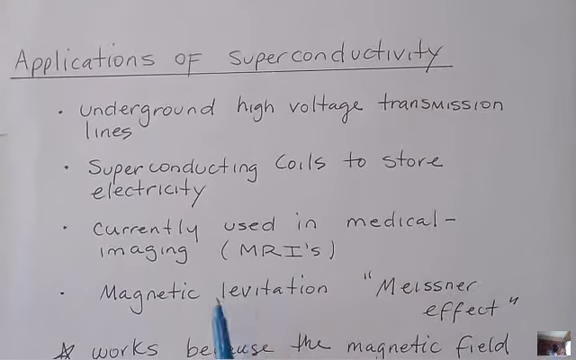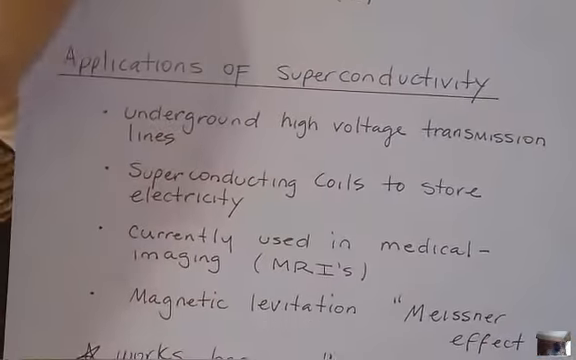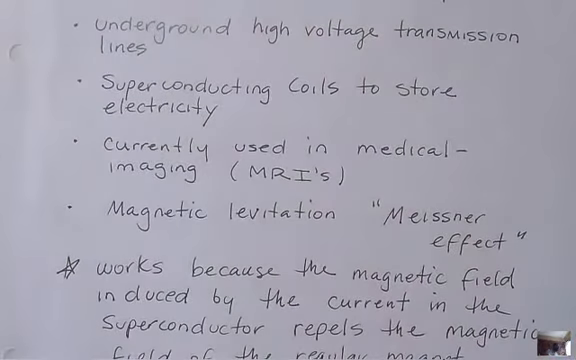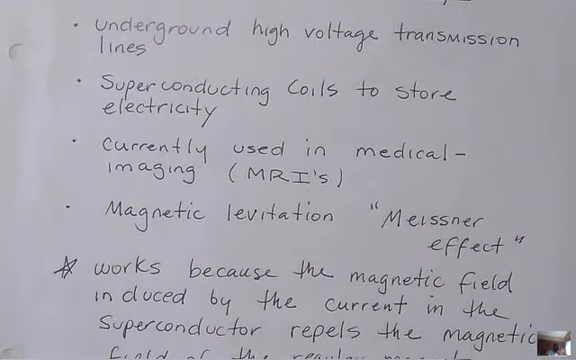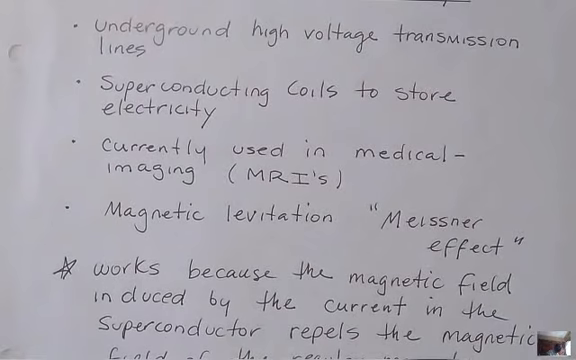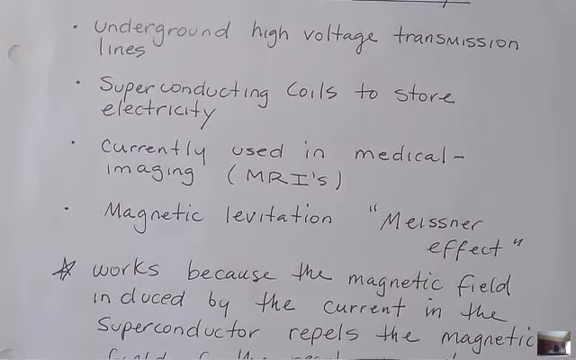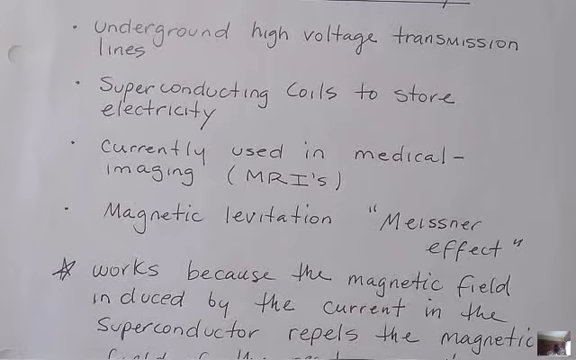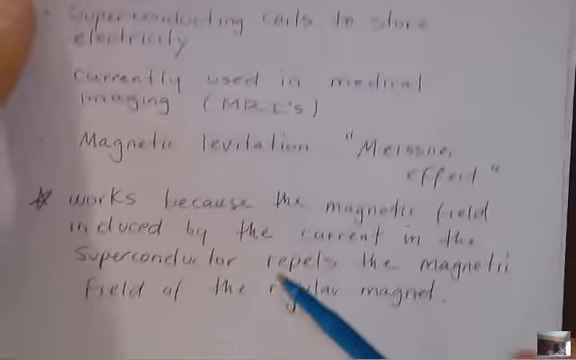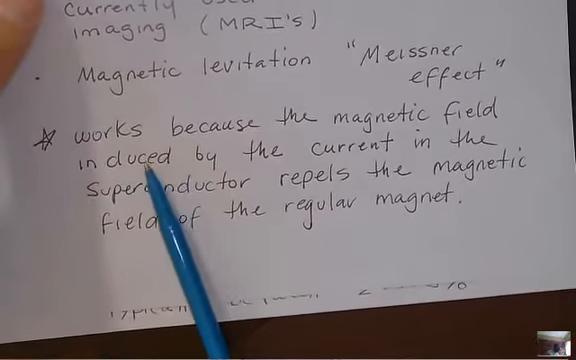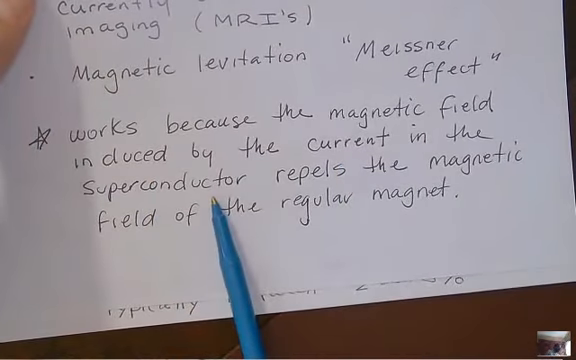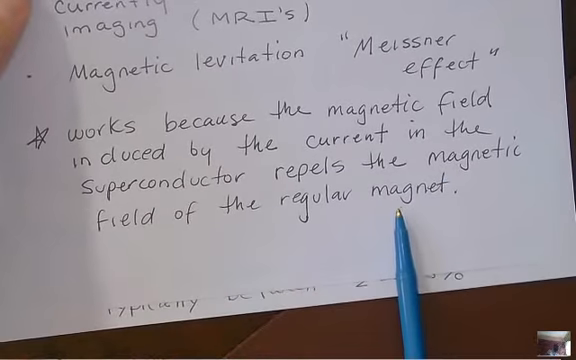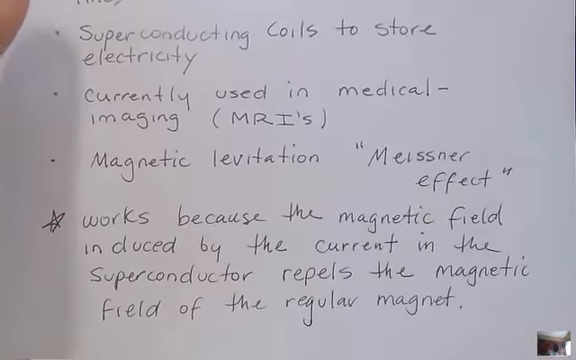Another cool thing is magnetic levitation. It's called the Meissner effect. Okay, really cool is that when a material is superconducting, it creates such a large magnetic field that it can overcome the forces of gravity, and you can lift something off the ground almost like a hovercraft, and it would just be gliding on its magnetic properties. So it works because the magnetic field induced by the current in the superconductor repels the magnetic field of a regular magnet. So you don't need superconductors on both sides.